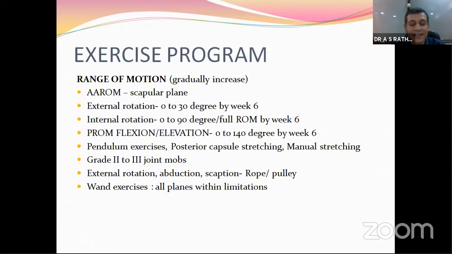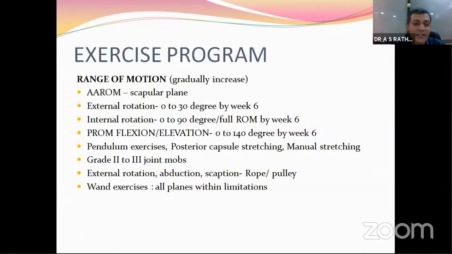What we are doing in our practice: passive range of motion for flexion and elevation, we are increasing up to 140 degrees if the patient allows. Other exercises we are prescribing to the patient are pendulum exercises, posterior capsular stretching, and manual stretching. Here we are doing grade 2 or 3 joint mobilization to decrease pain, and simultaneously we have to increase the joint range of motion of the patient.